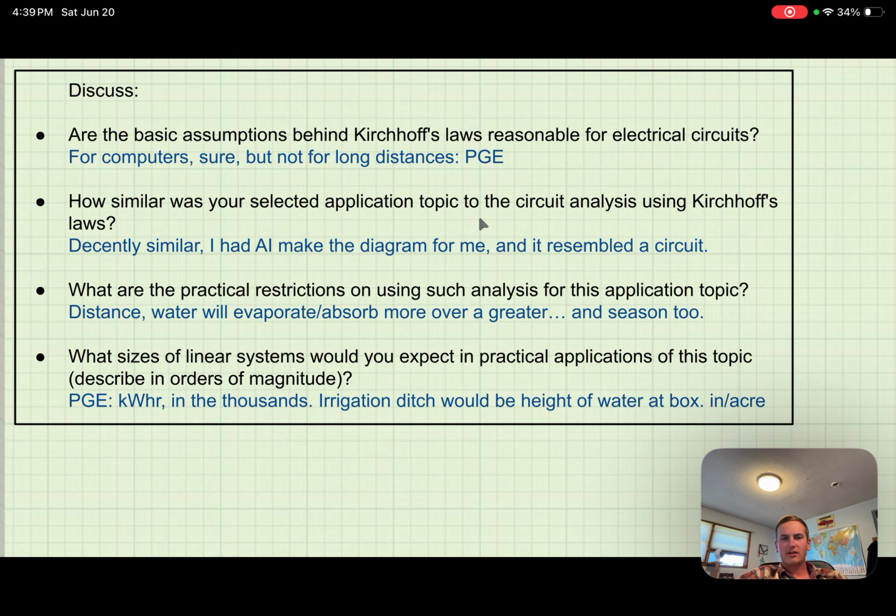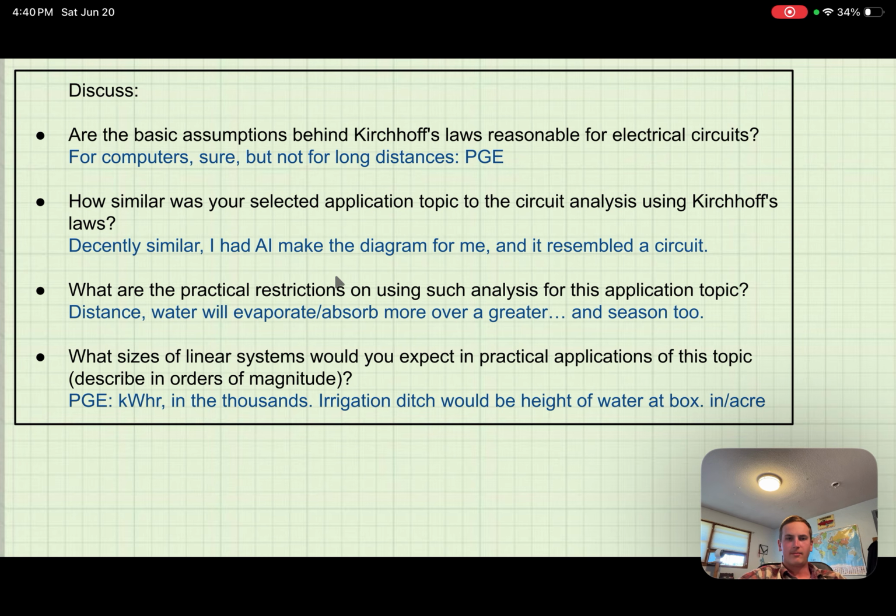How similar was my selected topic? I think it was decently similar. I selected it actually. I always really enjoyed reading those old Western books by like Ralph Moody and stuff where they're shooting each other with guns over the ditch water because they need the water to survive. So yeah, it's kind of interesting. I had AI make the diagram for me and it resembled a circuit, so I was like, okay, this works. Yeah, it was relatively similar. We had things that provided resistance to the circuit, and you had the source of water, right?